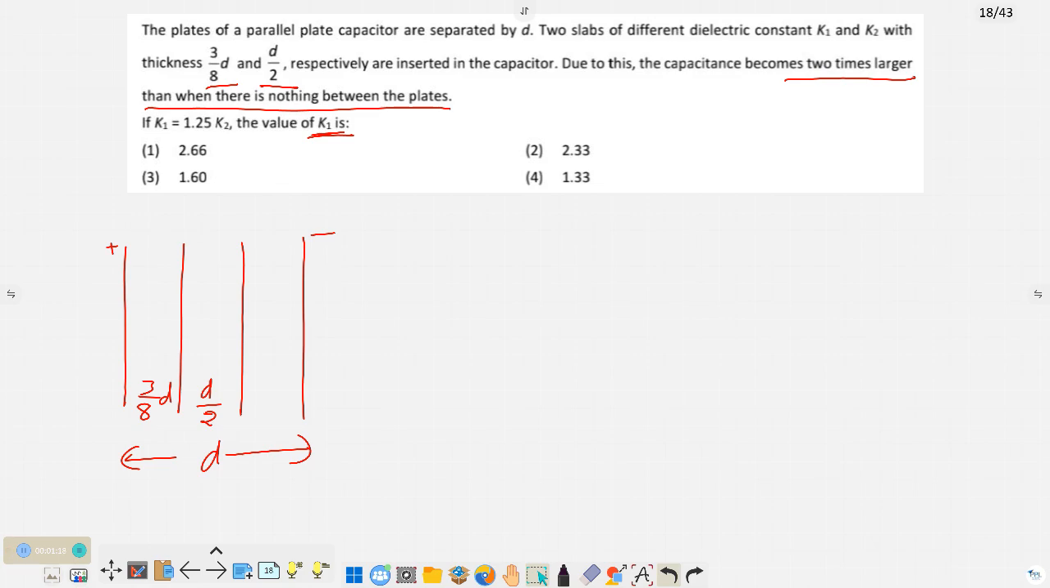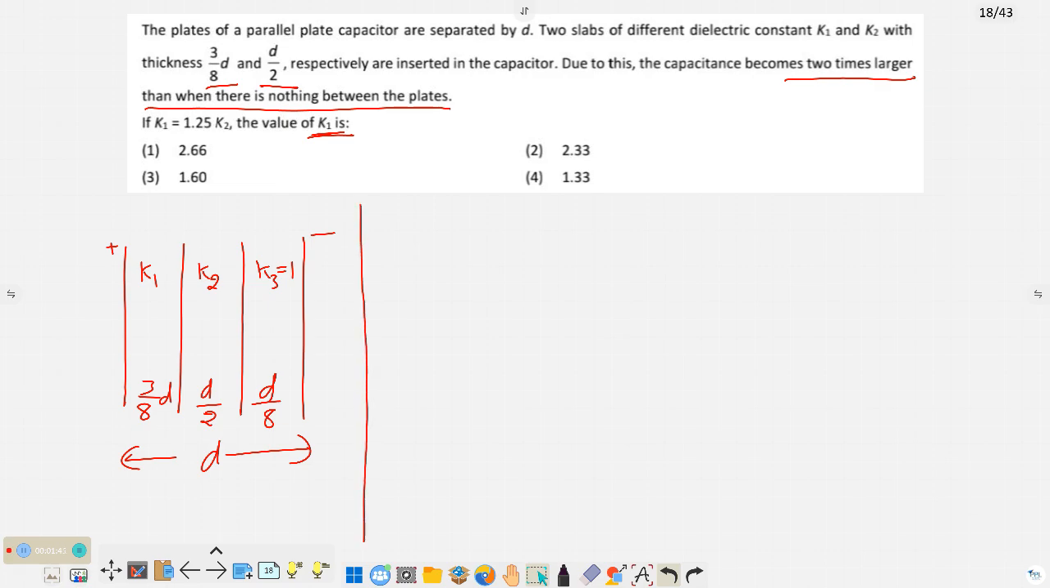That means you have to understand there is another third part also, because 3D by 8 plus D by 2 plus D by 8, if you take, the total becomes equal to D. They only gave the dielectric constant of the first part, that is the K1 value, and a relation for K2, but the third part is not given. That is nothing but there is no medium here. You have to take air as the medium here. So using this, you can calculate the required answer.